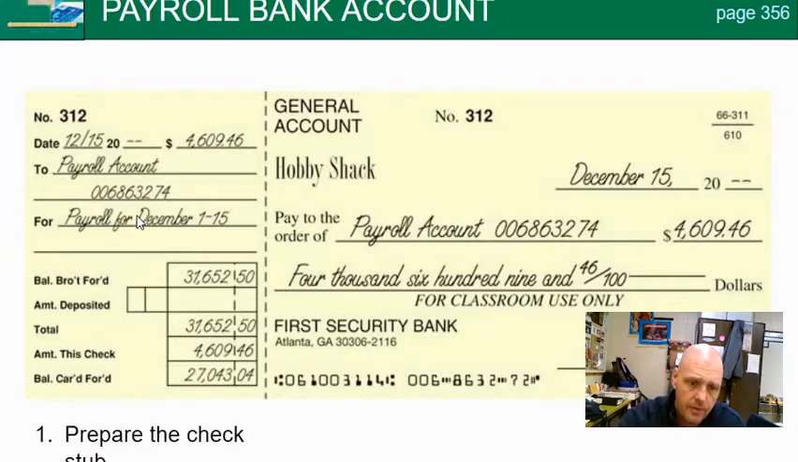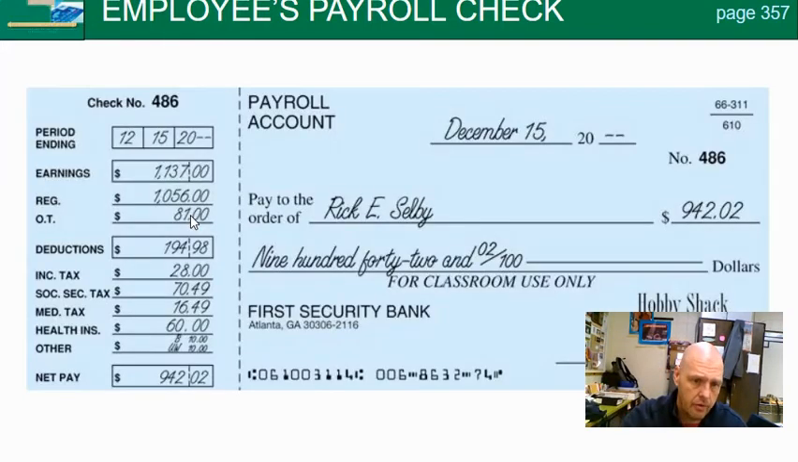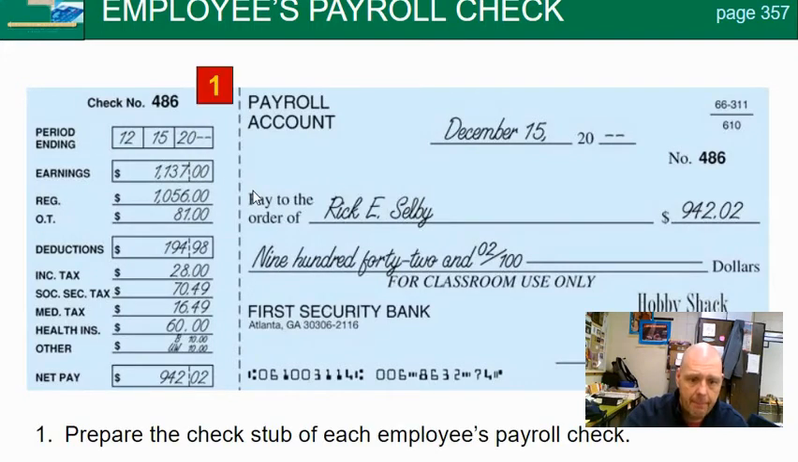Jump forward to 357, and we're going to look at the employee paycheck, right? So we've written one check. It's gone to the payroll checkbook. Now we're going to write out the payroll check. A lot of the numbers you see here are coming straight from that payroll register. You have your date, your pay period ending. You're going to fill out your stub first, right? This is no different than what we taught in personal finance. Fill out the stub first, fill out the check second.